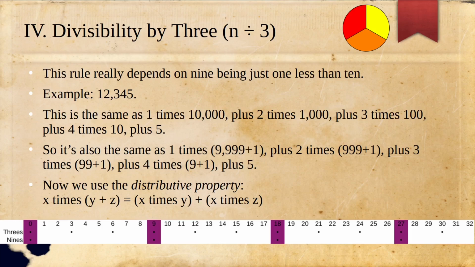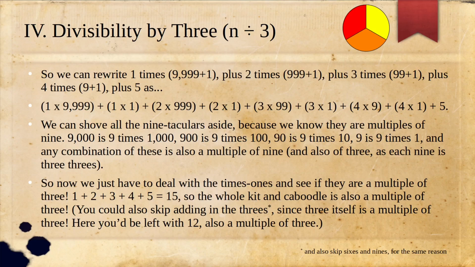And through the distributive property, your old x times y plus z together equaling x times y plus x times z, we can rewrite all of that as 1 times 9,999 plus 1 times 1, plus 2 times 999 plus 2 times 1, plus 3 times 99 plus 3 times 1, plus 4 times 9 plus 4 times 1, plus 5. And we can shove all those 9-taculars aside because we know that they are all multiples of 9. For example, 9,000 is 9 times 1,000, 900 is 9 times 100, 90 is 9 times 10, and 9 is 9 times 1. So any combination of them, including 9,999, also is.